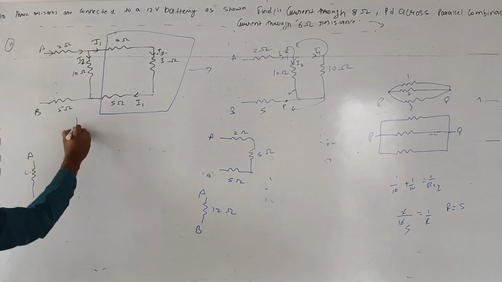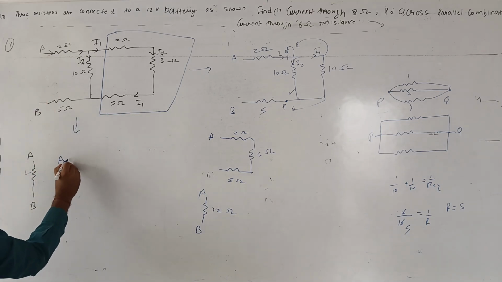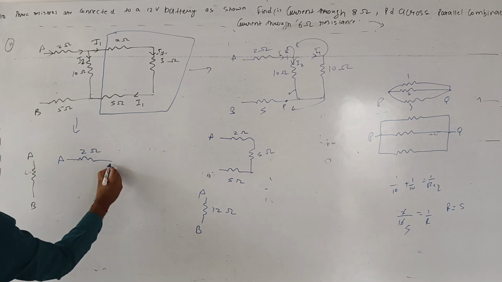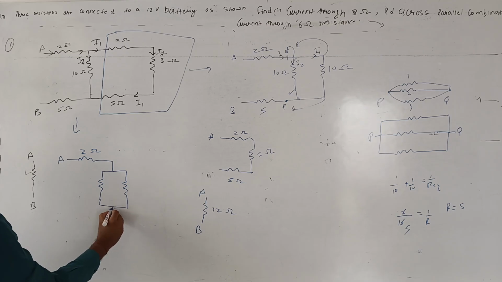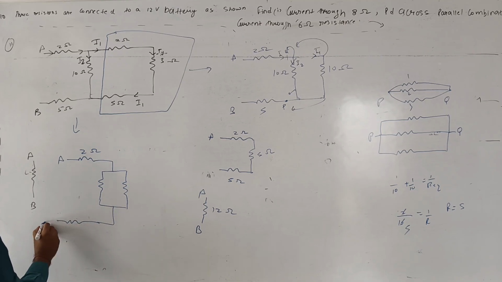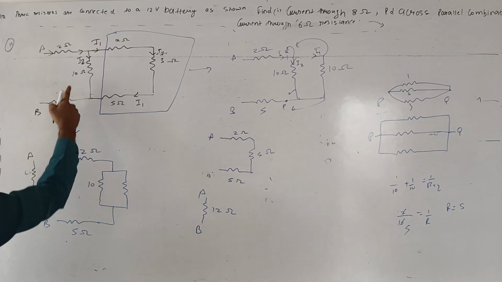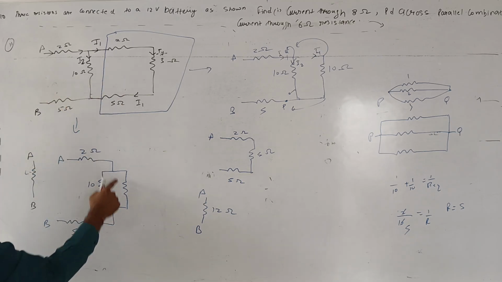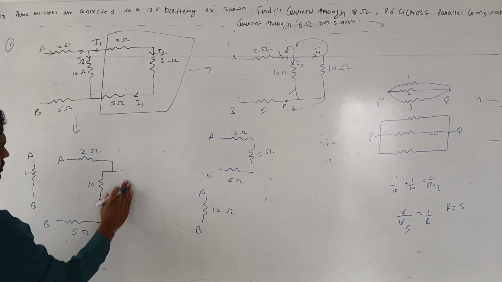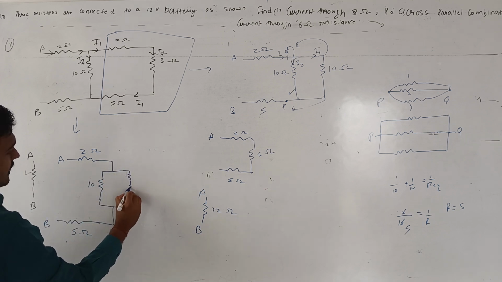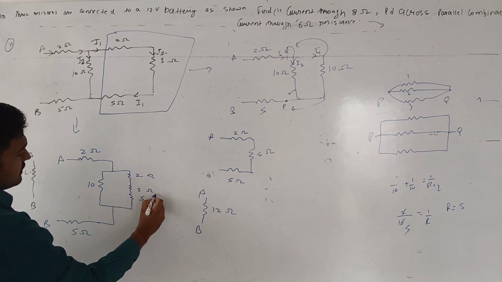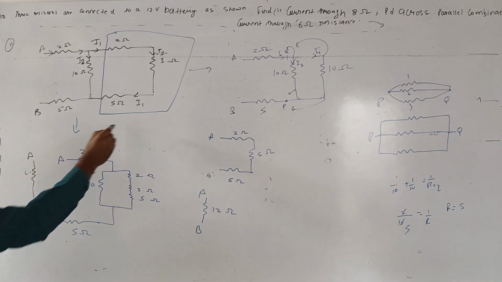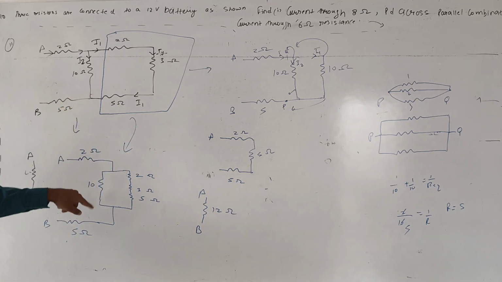You can also write this combination as: we have 2 ohm, then a parallel combination, then a 5 ohm resistance. This is a parallel combination of 10 and the series. In series there are 2, 3 and 5. So we can write it like this: 2, 3 and 5 in series, and this is the equivalent circuit. This is how this circuit looks.